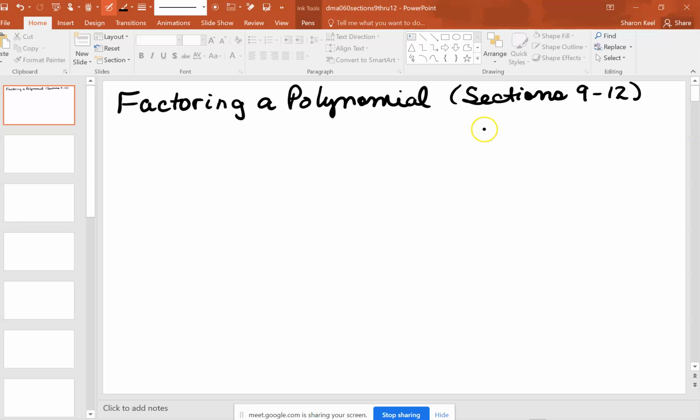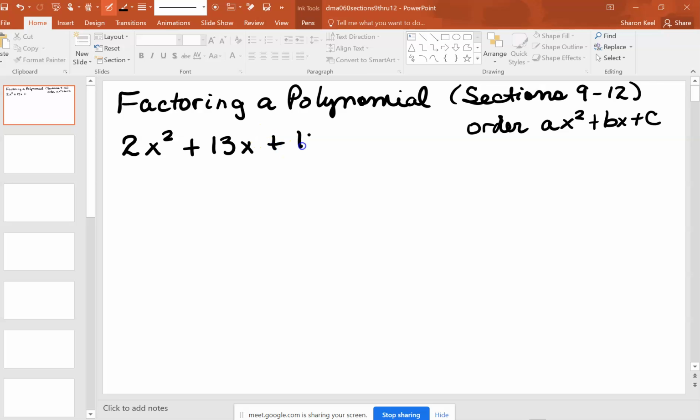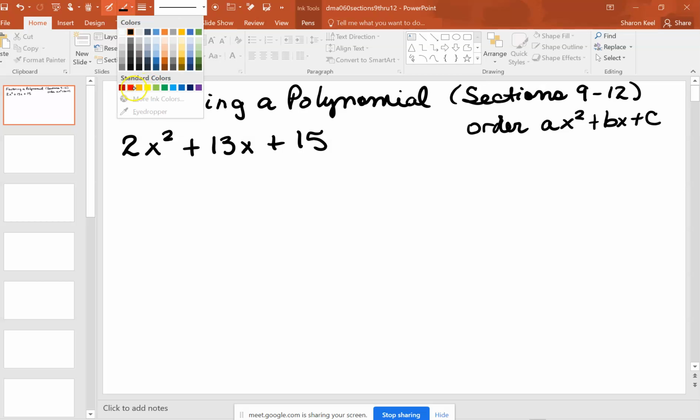The first thing that we want to notice is we want to check the order of the polynomial. We want it to be in the form of ax squared plus bx plus c. We want the exponents to be in descending order. So the one that we are going to factor today, the first one, we're going to have 2x squared plus 13x plus 15. This polynomial is in the correct order.